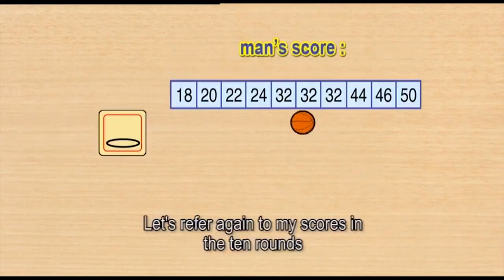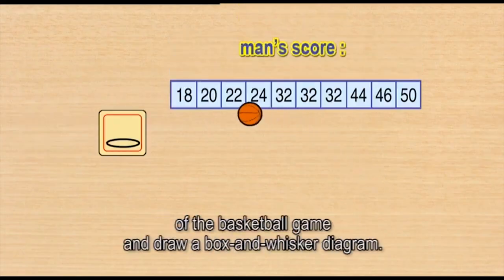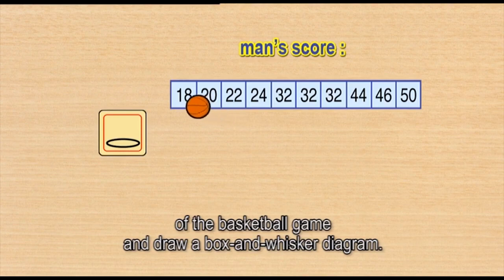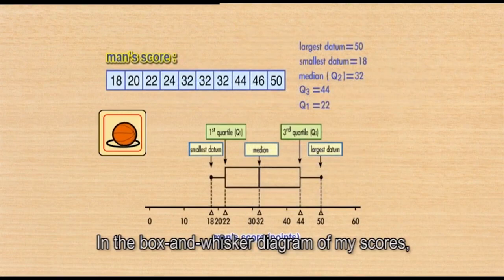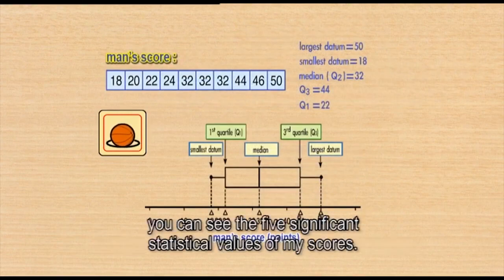Let's refer again to my scores in the 10 rounds of the basketball game and draw a box and whisker diagram. The largest datum is 50. The smallest datum is 18. The median is 32. The third quartile is 44. The first quartile is 22. In the box and whisker diagram of my scores, you can see the 5 significant statistical values of my scores.